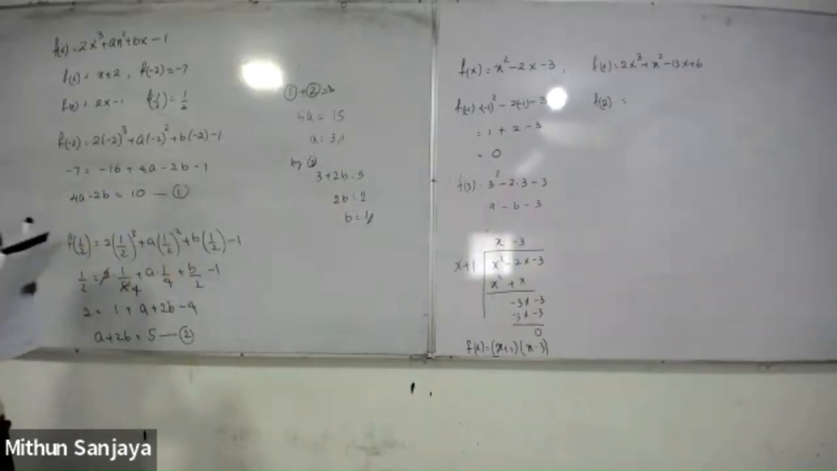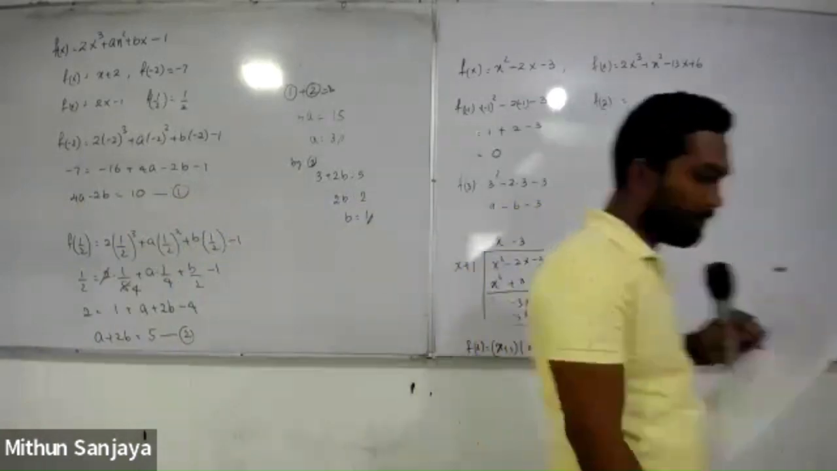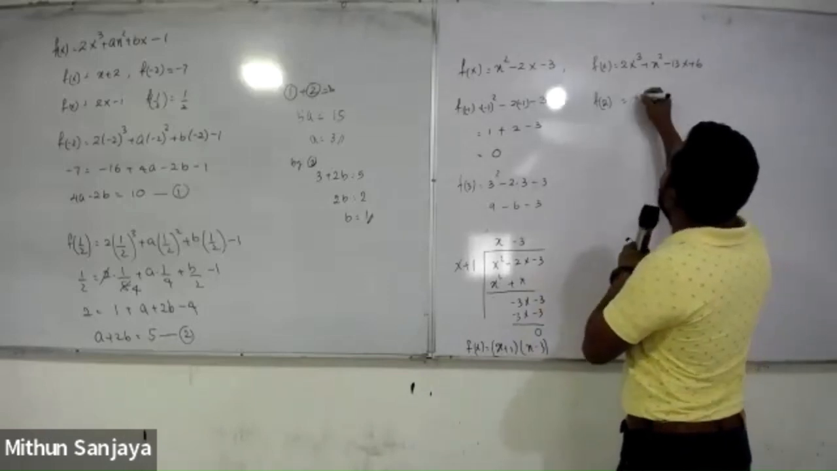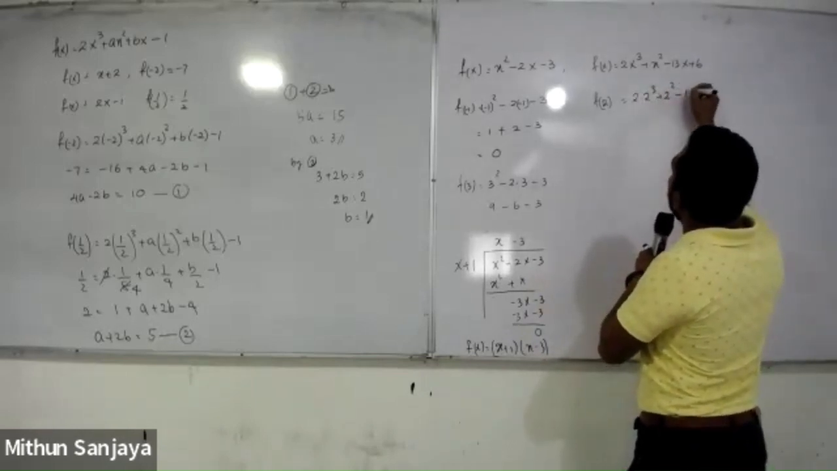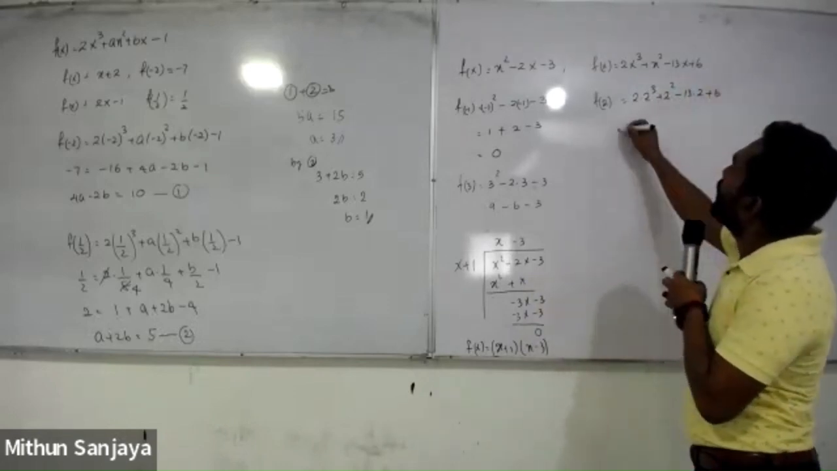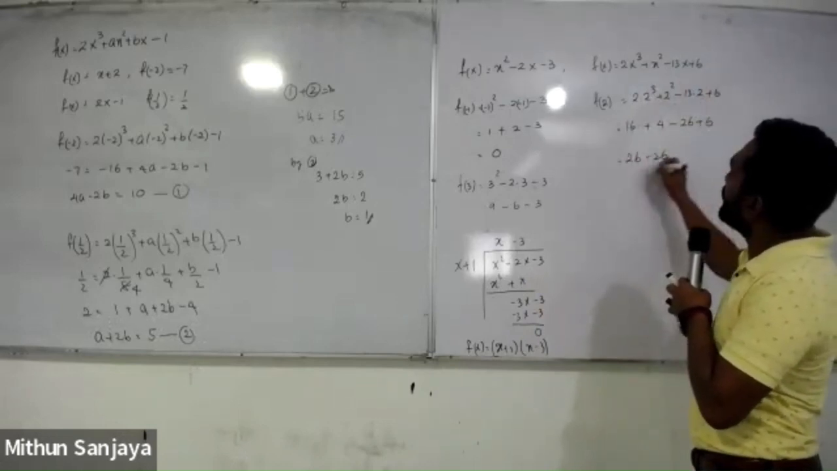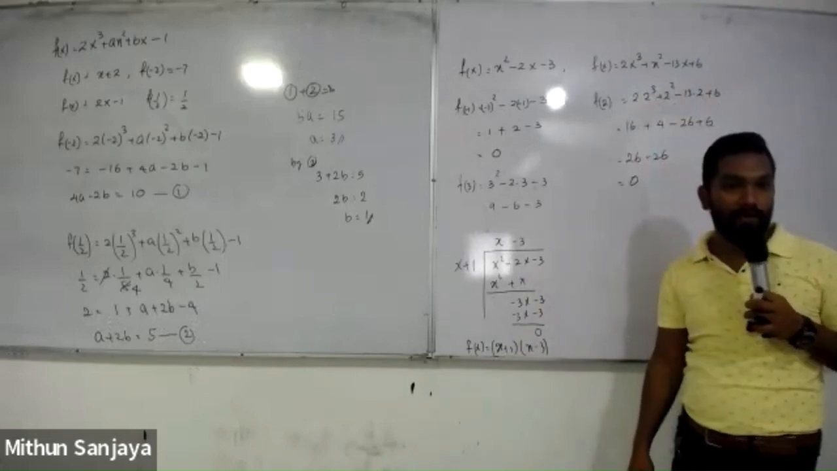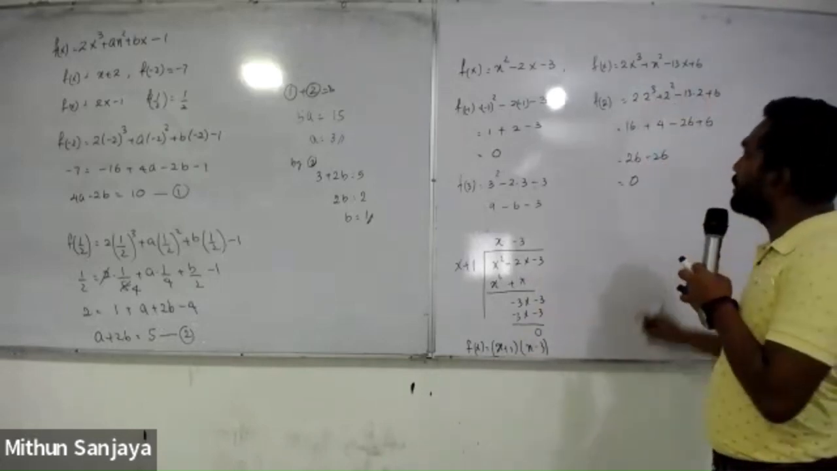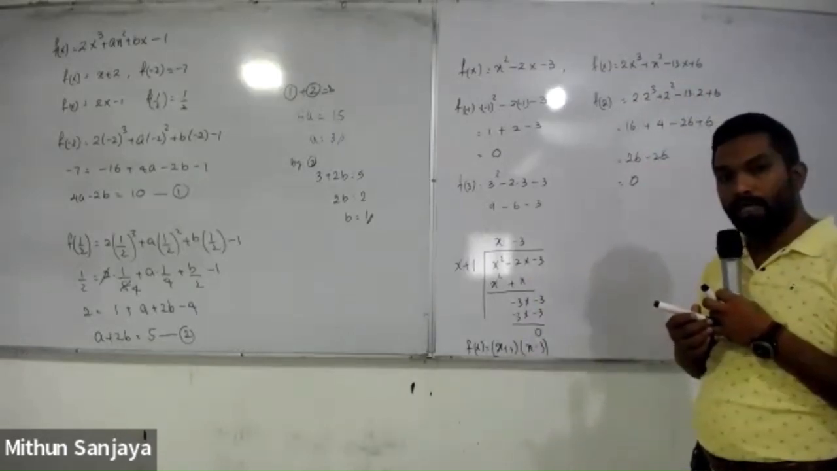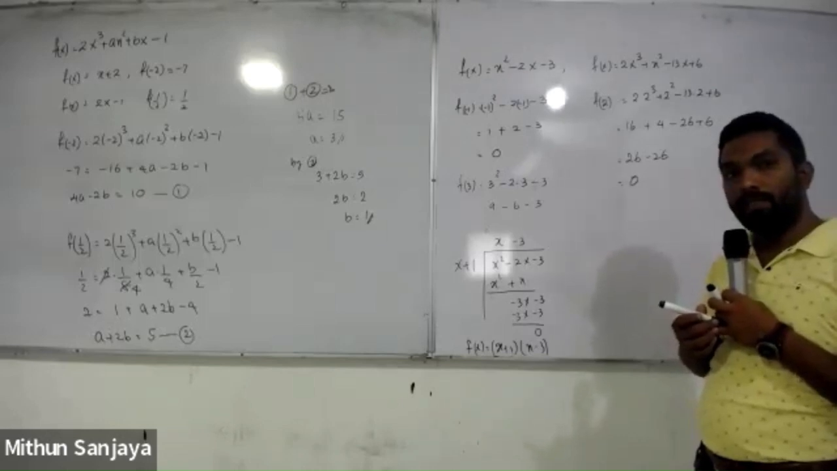So f(x) equals a multiple of that. Let's see what happens now. 2 times 2 cubed is 16, 2 times 2 squared is 8, 13 times 2 is 26, 6, so 16 plus 4 plus 6 minus 26 gives 0. Again we have remainder 0. Then we know the remainder equals 0.